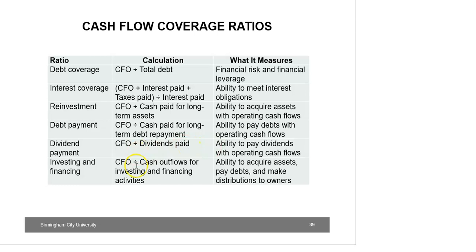Finally, the investing and financing ratio, that is the cash flow from operations divided by cash outflows for investing and financing activities, measures the ability of the company to acquire assets, pay its liabilities, and make distribution to owners, that is in the form of dividends, etc. Again, the higher is this ratio, the better it is, because the company will have ample cash available to meet its investing and financing cash requirements.